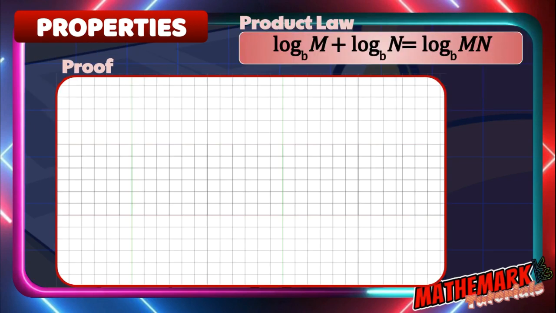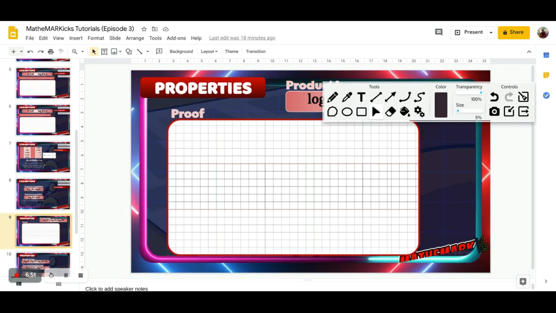For today, we're going to talk also about the properties, and one of the properties is the product law as shown here, wherein two logarithms with the same base are added, which is combined with the product of those two numbers, m times n, in a single logarithm of the same base. Now, how do we prove this?